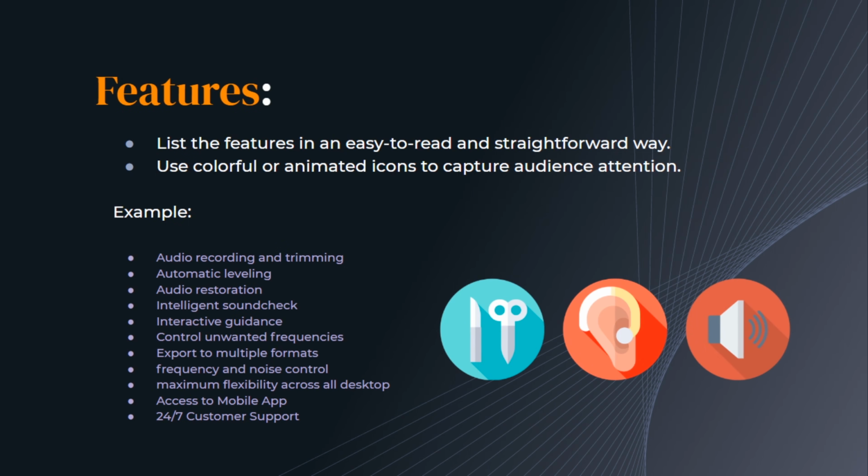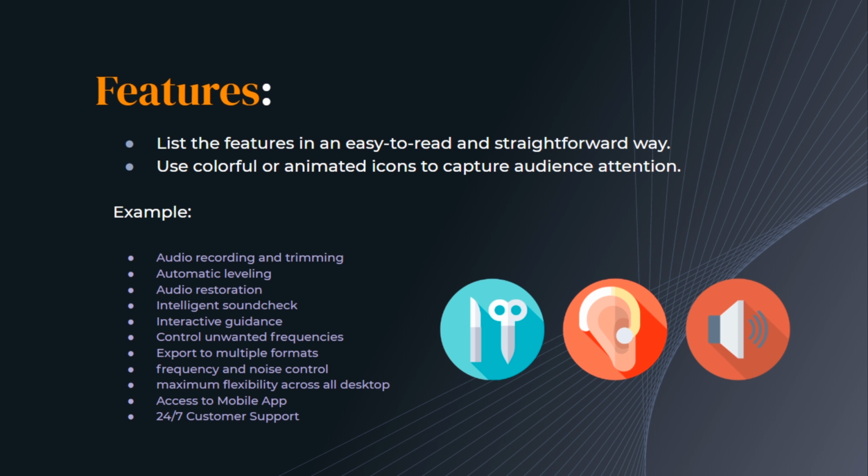Features. List the features in an easy-to-read and straightforward way. Use colorful or animated icons to capture audience attention. Example. Audio recording and trimming. Automatic leveling. Audio restoration. Intelligent sound check. Interactive guidance. Control unwanted frequencies.